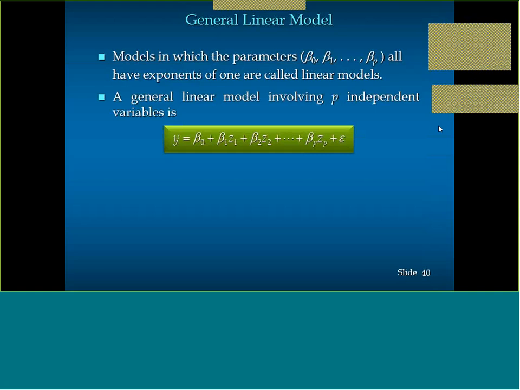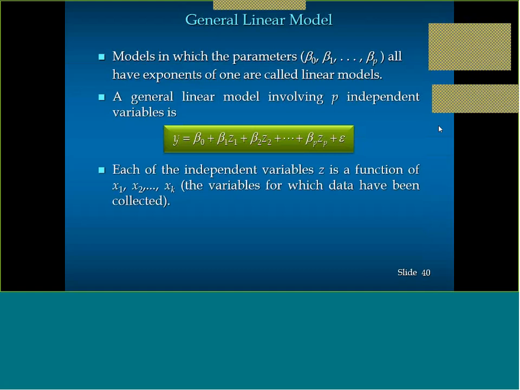y is a dependent variable. Epsilon is the error random variable, which follows a normal distribution with mean 0 and variance sigma square. The unknowns here are beta naught, beta 1 and so on beta p. So for a given population you cannot calculate them. So we will take a sample data of z1, z2 and so on zp and y, and will estimate beta naught, beta 1 and so on beta p.